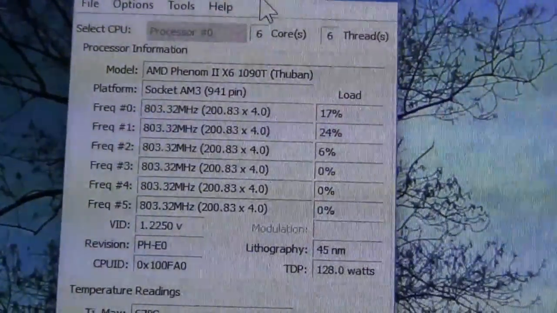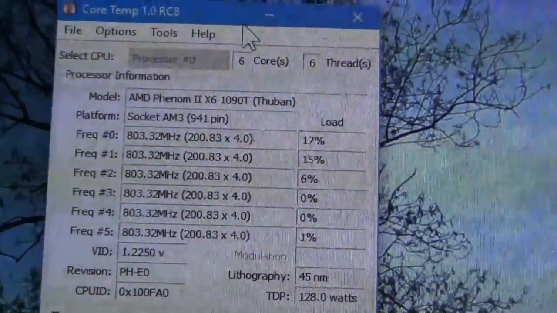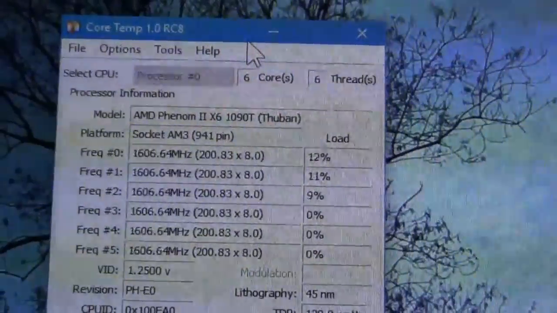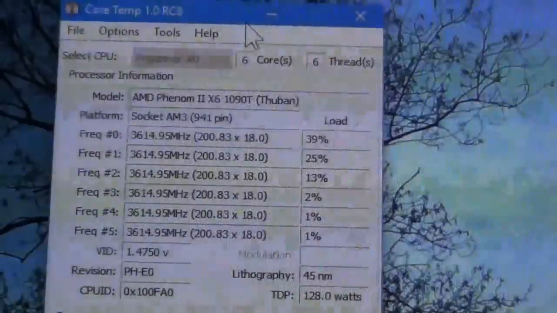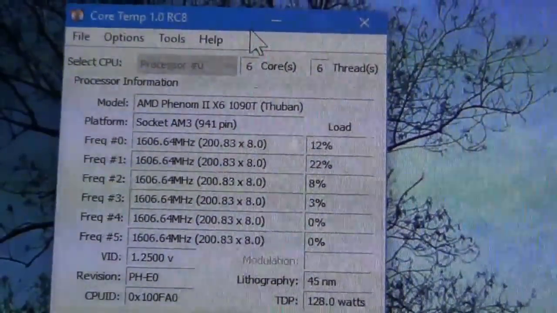For now, though, let's run all the benchmark tests at stock speeds, just to see what we can get for results, beginning with our good friend, NovaBench.